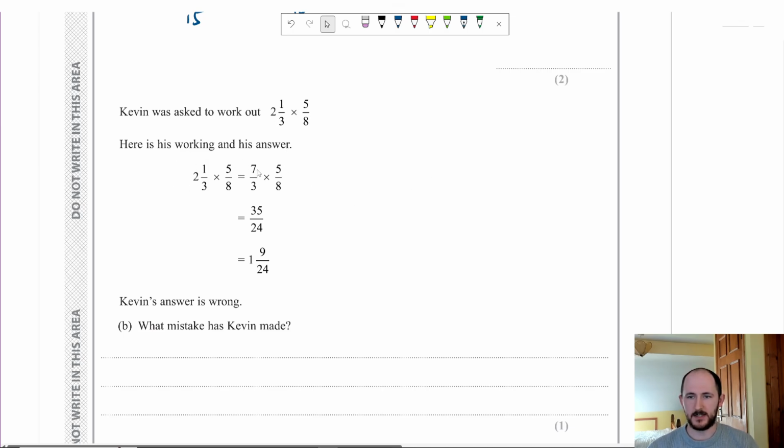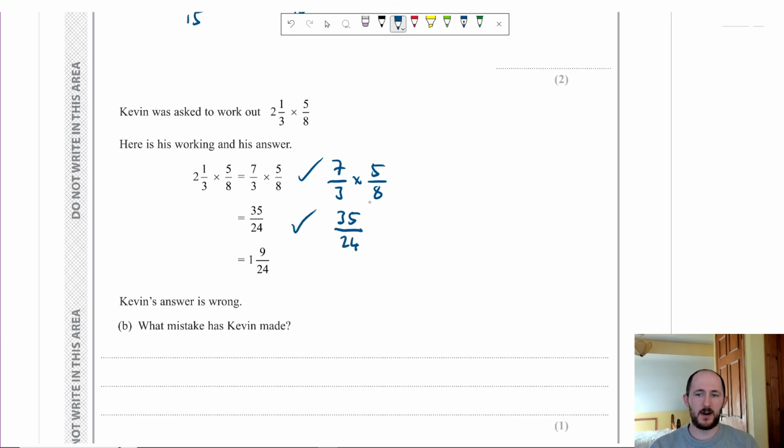So what he does is you'd have to change it to an improper fraction first. So 2 times 3 is 6, plus 1 is 7. So we get 7 over 3 times 5 over 8. So far we've gotten the same thing, so that step's correct. Then when we actually do the 7 times 5 and the 3 times 8, 7 times 5 is 35, 3 times 8 is 24.